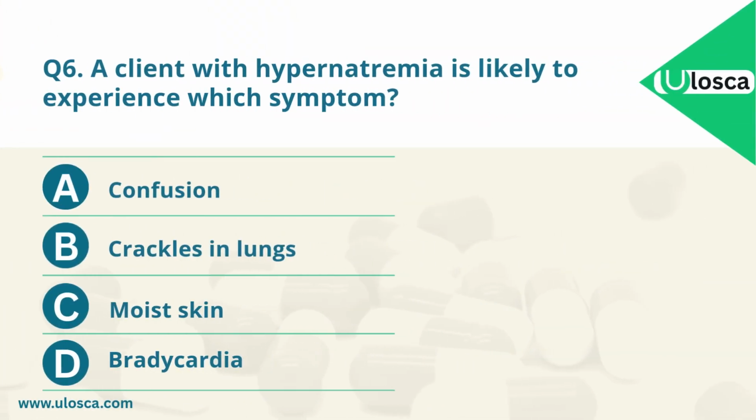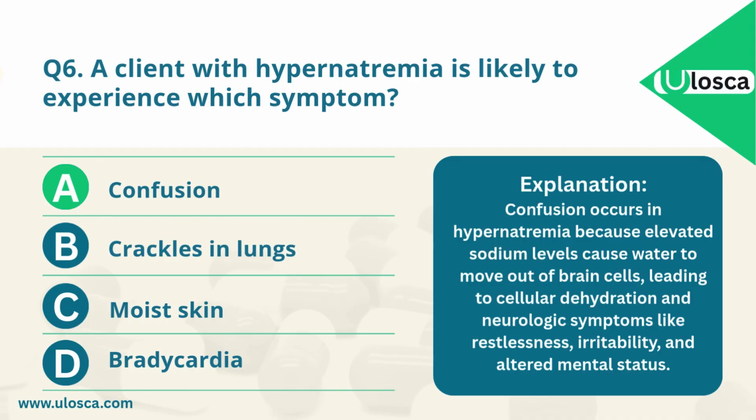The correct answer is A. Confusion. Explanation. Confusion occurs in hypernatremia because elevated sodium levels cause water to move out of brain cells, leading to cellular dehydration and neurologic symptoms like restlessness, irritability, and altered mental status.